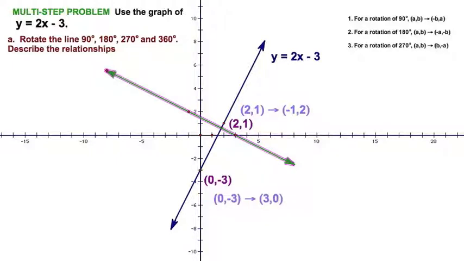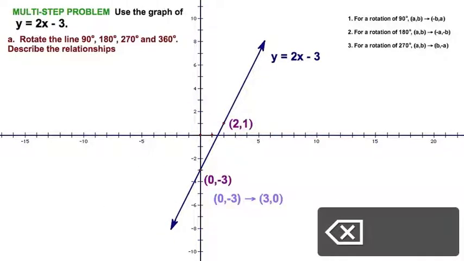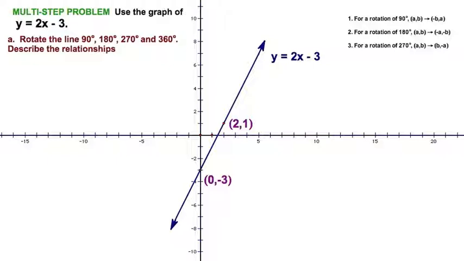Now, let's try another one. I guess we can hide that one so it's not taking up so much room. Get rid of these points. Let's go for another rotation. Let's go for 180 degrees. (a, b) maps to (-a, -b). So (0, -3) would map to (0, 3). It'd be right there.